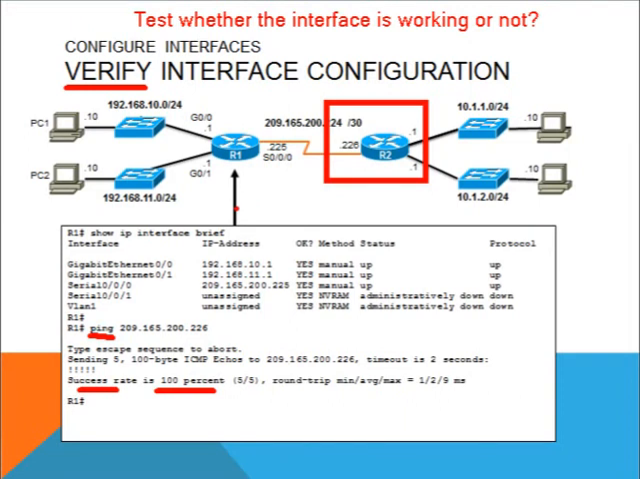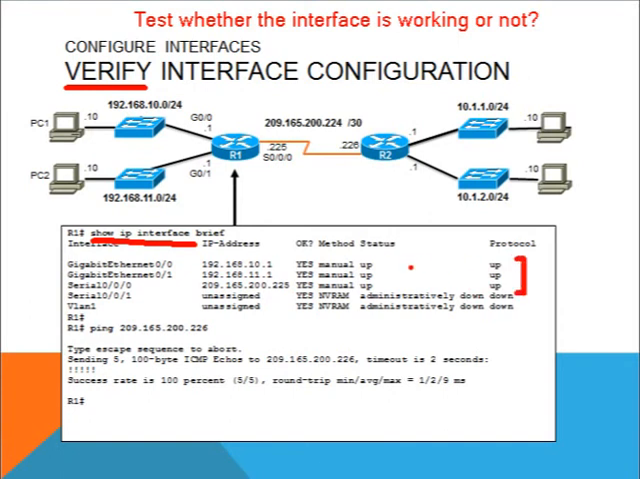Alternatively, we can also see our connection through other commands such as the show IP interface brief command, and you will be able to see the connection status of the different interfaces over here. In this case, both the status and the protocol are up for GigabitEthernet 0/0 and 0/1, so they are working, and the other one is not completely working because it is administratively down over here.